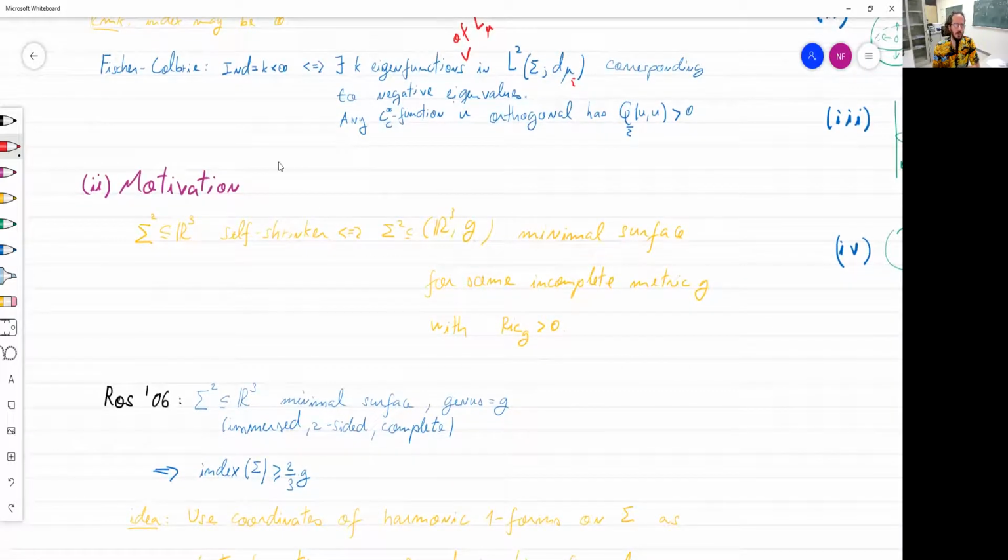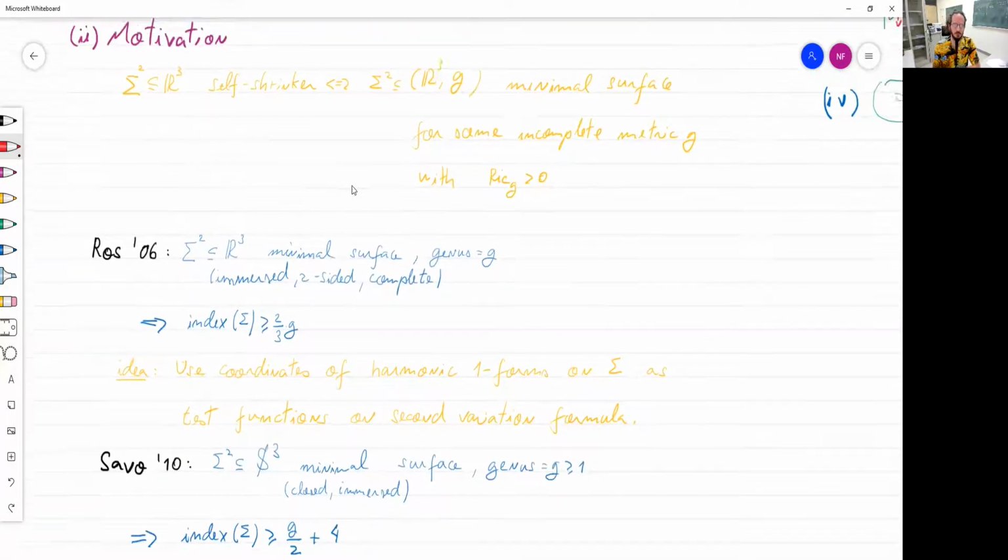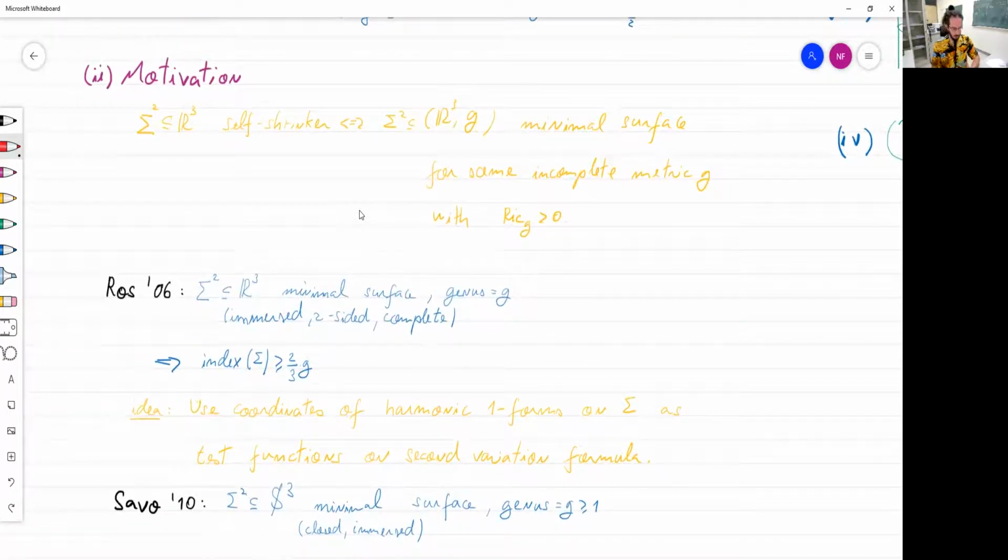Okay, let's move on to the motivation, or rather the motivation for the main result. We already talked about motivation to study self-shrinkers. Now let's go over where the result comes from. And again, just written down here is the reminder that a self-shrinker is a minimal surface in R3, but with a different metric, and that metric has positive Ricci curvature. That's why we expect the behavior to be similar.